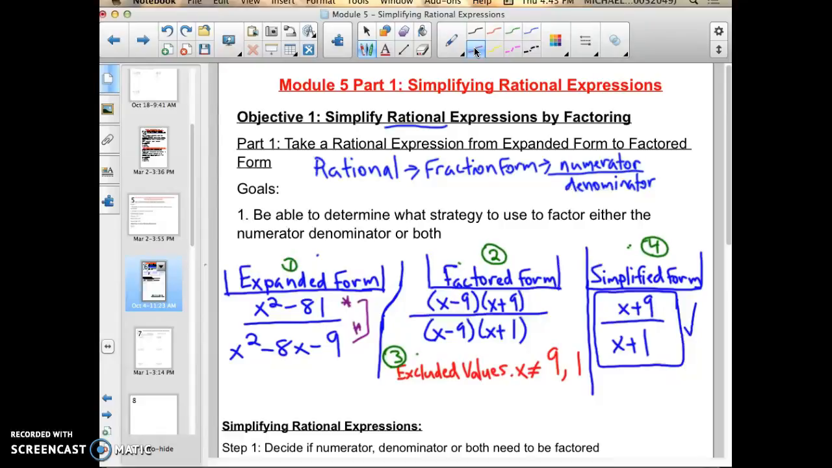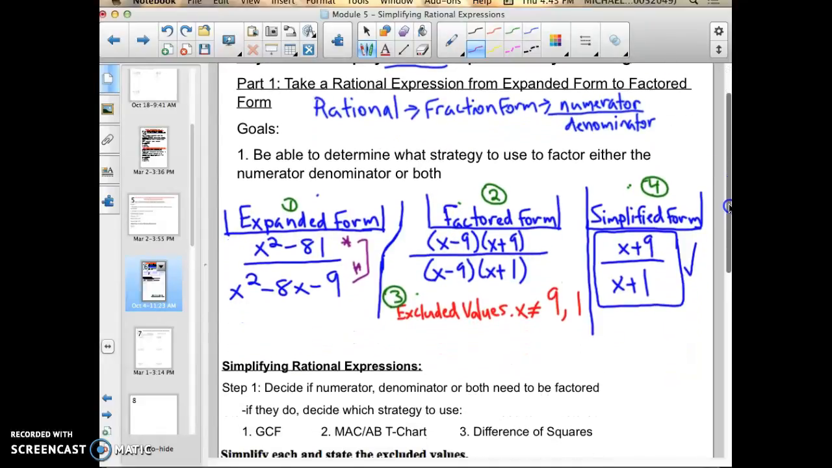Before this module, in modules 2 and 3, we've only been working with quadratic expressions, meaning only either the top or the bottom, something like that. But just consider that's what makes it rational, because it has a numerator and a denominator. So, again, in this part 1 of this objective, you're going to take a rational expression from expanded form here, something like that, to factored form here.